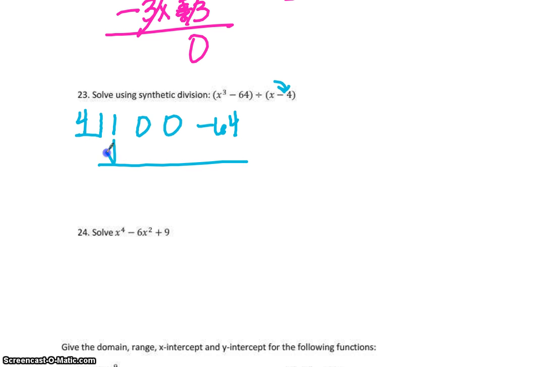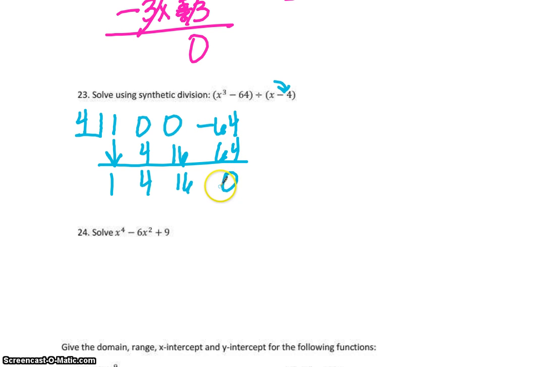Draw a line. Bring your 1 down. 4 times 1 is 4. 0 and 4 is 4. 4 times 4 is 16. 0 and 16 is 16. 4 times 16 is 64. Negative 64 and 64 is 0.